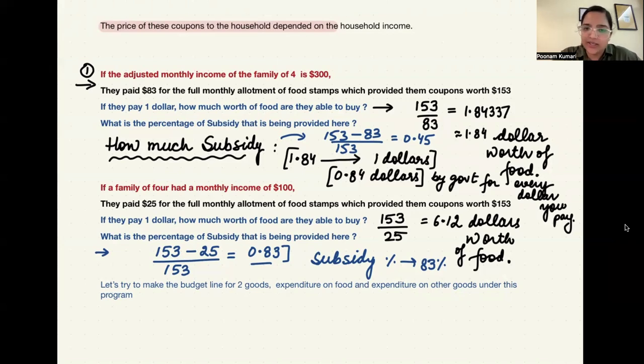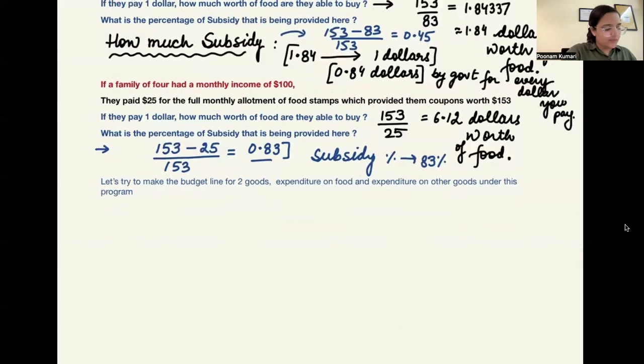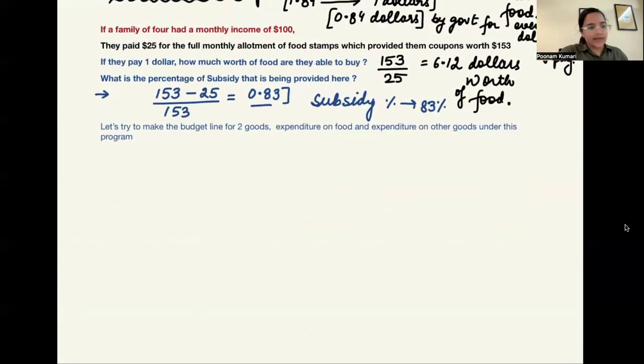Okay, ma'am. So far, everybody is clear how we calculated the subsidy percentage first. How we are calculating that if we are paying $1, how much we are able to get in dollar terms. All that is fine. Yes, ma'am. Fine. So now we have a task in front of us. Now my task is to make a budget line and I have two goods.